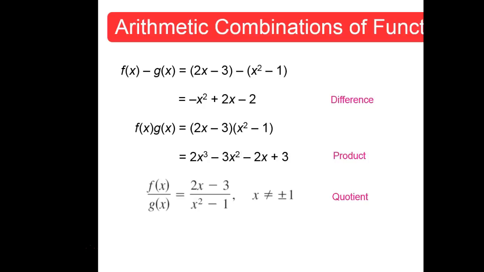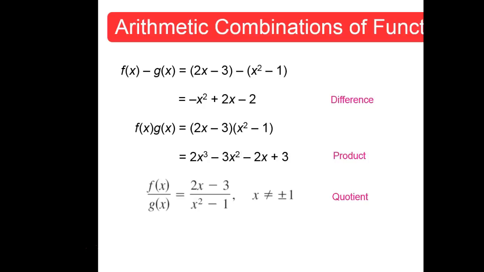You cannot have a 0 in the denominator. When would x squared minus 1 equal 0? Either x equals plus 1 or x equals minus 1. So you have to eliminate both of those. As long as you eliminate those two, this is your quotient.